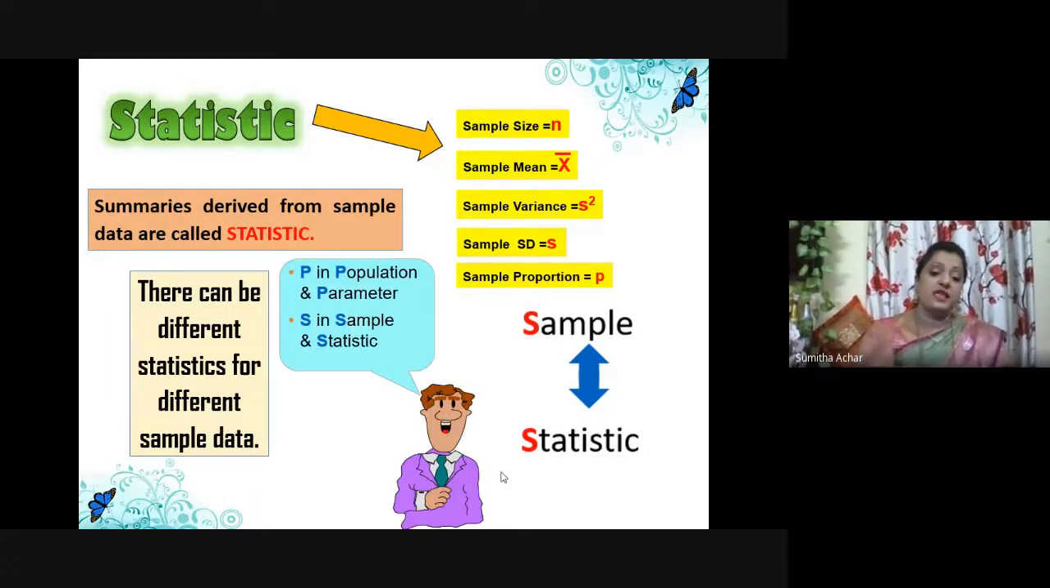So that's why it is called a sampling distribution, where you can always have different statistics for different sets of sample data, right? However, they can be used to generalize a study for the population. Why? Because these are representative samples of my population, right?